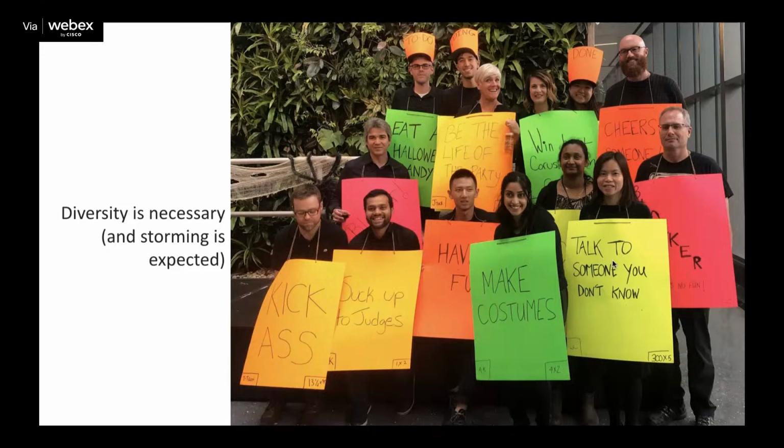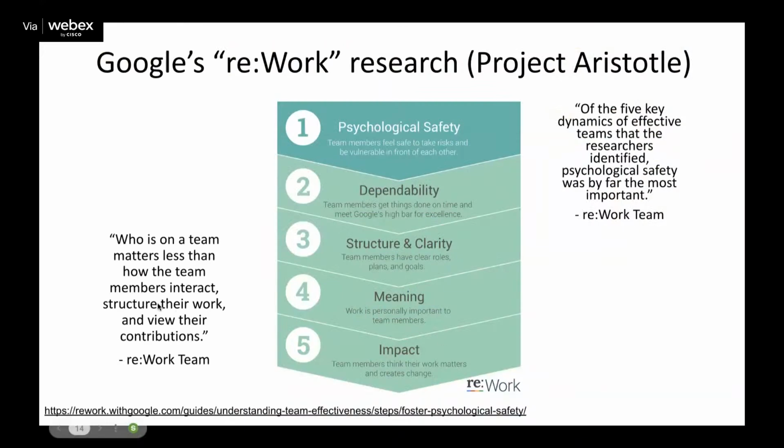If we think of the Tuckman model, forming, storming, norming, and performing, a lot of storming was expected here. Because we knew it was going to happen, how did we deal with that storming as it came up? So the first thing is we had this emphasis on psychological safety.